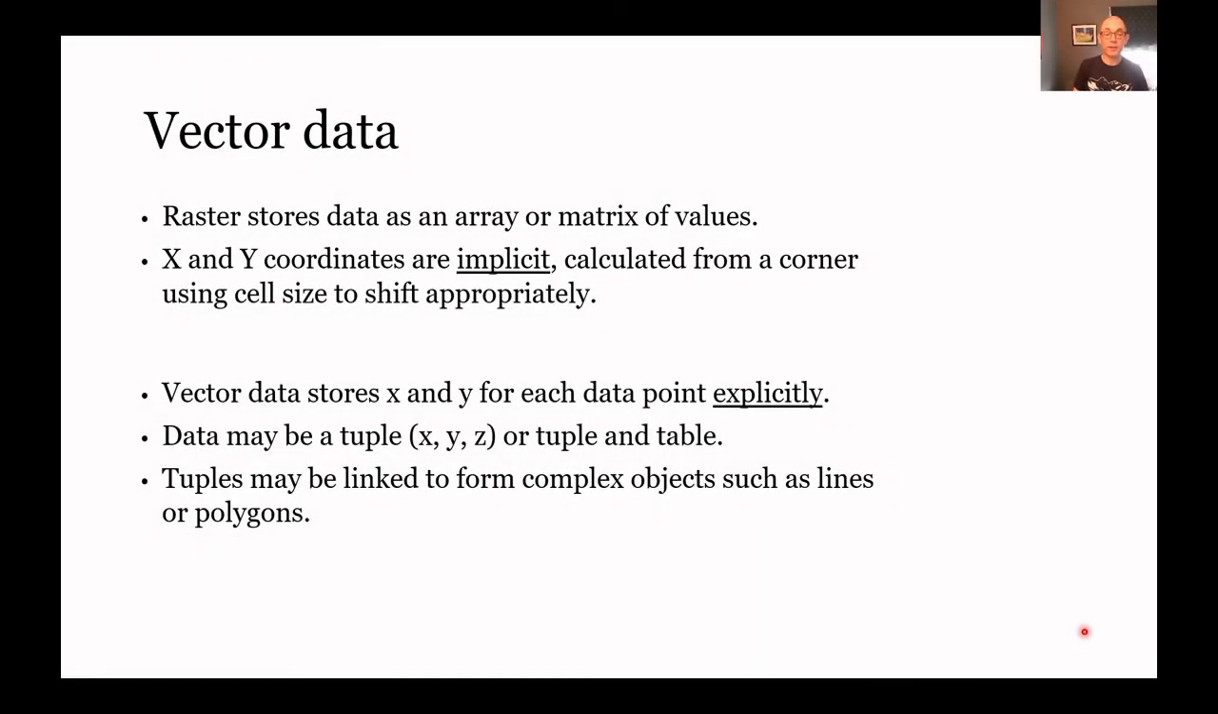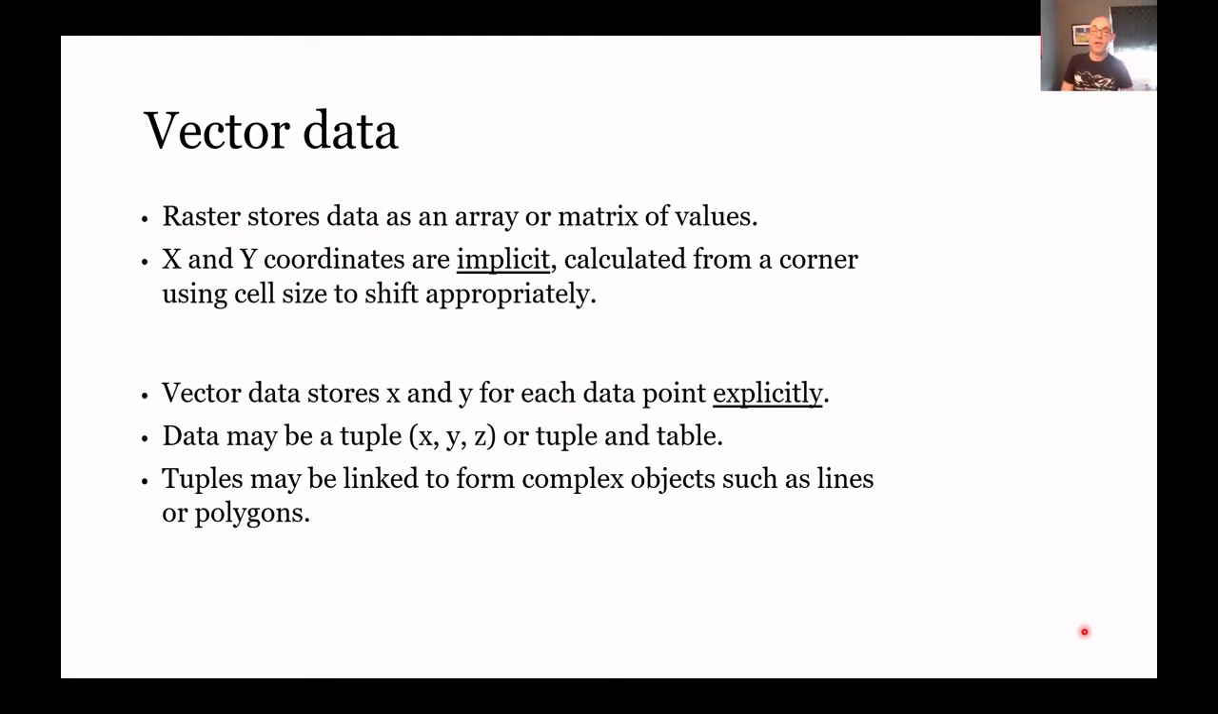Next part of the lecture is vector data. As has already been mentioned a couple of times, rasters are storing this array or matrix of values. We've got these cells where the position is implicit. We start counting at one corner and then just add on more and more information until we get to the end of the line and then jump down and build up from there.